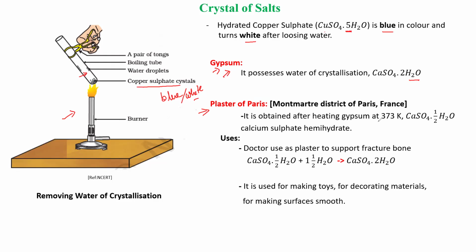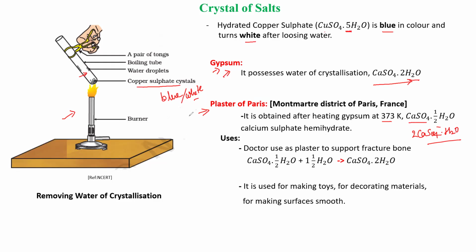It is obtained by heating the gypsum at a temperature of 373 Kelvin. Here you are seeing that we have two water molecules in gypsum and only half a water molecule in the product. So the formula of plaster of Paris is CaSO4 dot half H2O. That means 1 unit of calcium sulfate has half a molecule of water, so for 2 units of calcium sulfate there is 1 molecule of water. It is calcium sulfate hemihydrate, since we have half a molecule of water for 1 unit of calcium sulfate.